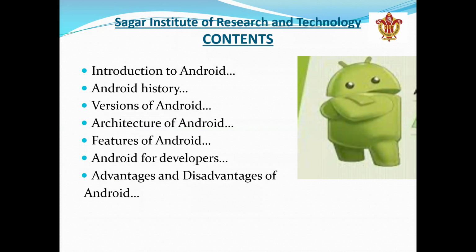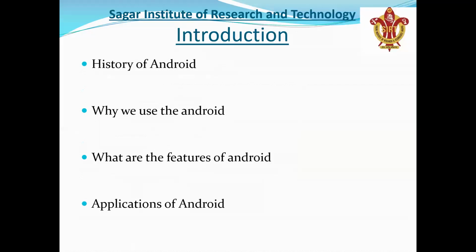So we are seeing here, the first point is the introduction to Android. Second is Android history. Third is the versions of Android. Fourth is the architecture of Android. Fifth, features of Android. Sixth, Android for developers. Seventh, advantages and disadvantages of Android app development. Right? In the next PPT, we will move on.